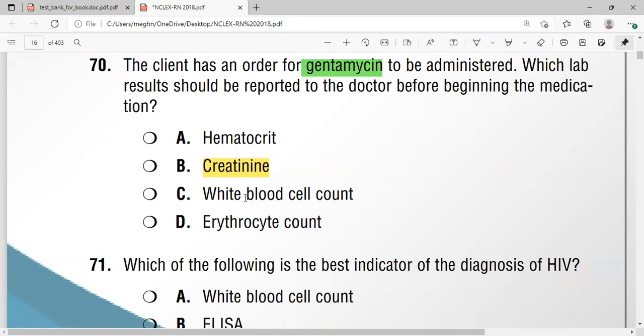Answer C, white blood cell count, is important if the patient has any kind of bacterial infection. So answer C is incorrect because we would expect the white blood cell count to be elevated in this client, because gentamicin is an antibiotic. Answer D is incorrect because the erythrocyte count or red blood cell count is also not particularly significant to check.